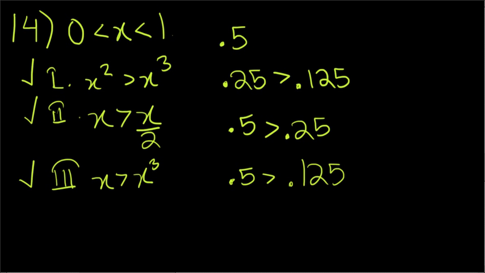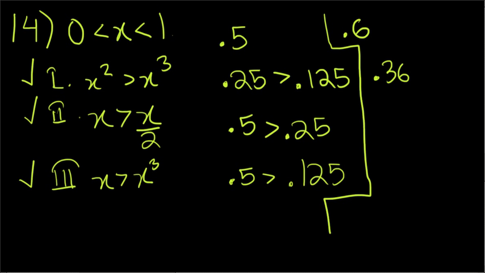Let's say, let's pick 0.6. Let's make a line here. So 0.6 squared is 0.36. Must be greater than 0.6 cubed, which is 0.216. That works. How about the next one?